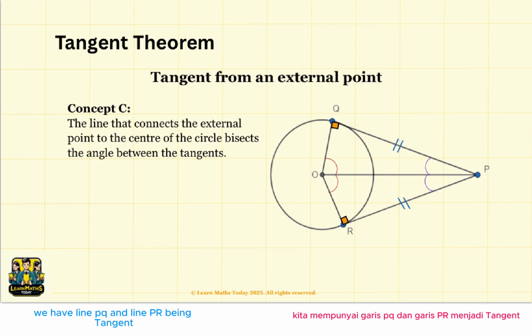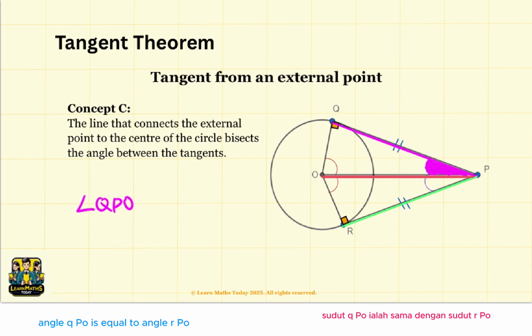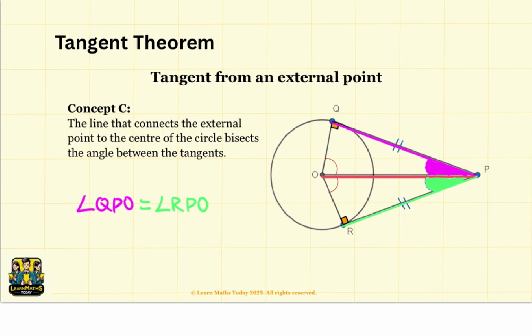We have lines PQ and PR being tangents. The line PO is drawn from the external point P to the center O. Now look at the angles at the point P. Angle QPO is equal to angle RPO. This is because PO is the angle bisector. It cuts the angle between the tangents into two equal parts.